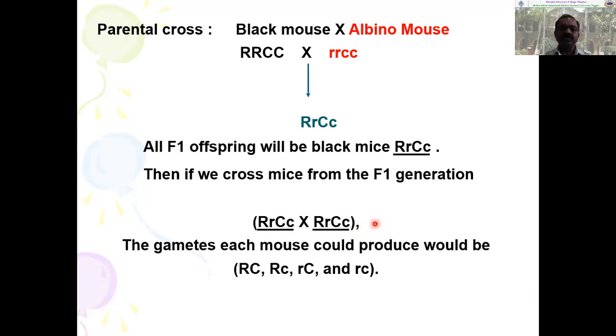Now, we know that due to independent assortment, these alleles, the non-allelic pairs, will segregate out in parental combinations. They will assort independently during gamete formation. So here we will have 4 different types of gametes: capital R, capital C; capital R, small c; small r, capital C; and small r, small c. So in this way, we have 4 different types of gametes.